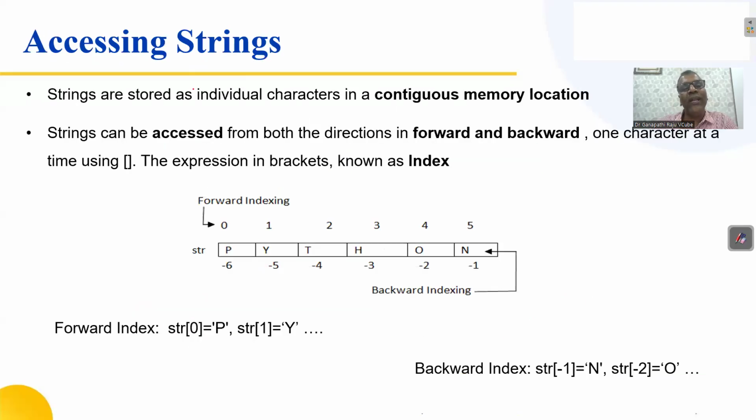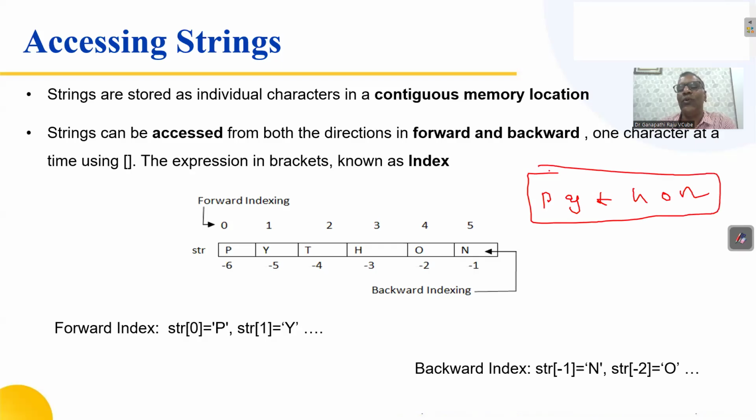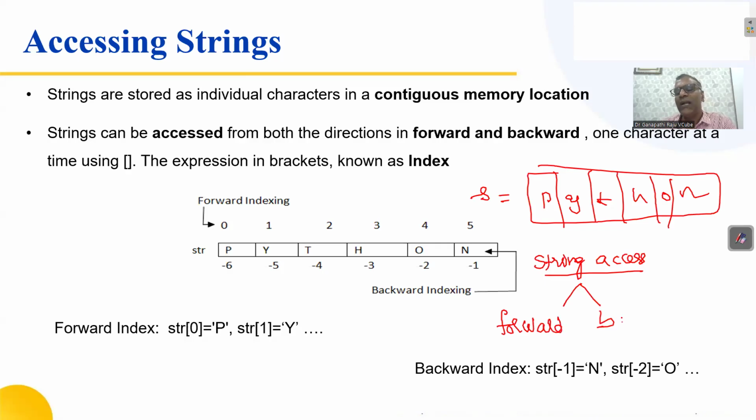Now, whenever you want to know about strings, everyone please kindly follow me. Please, everyone take a string like this in the rectangular box, Python. Everyone do like this. Strings can be accessed in two directions. I will store this Python in a variable called s. Now, let me discuss string accessing. String accessing can be done in two directions. First one is forward direction. Second one is backward direction.